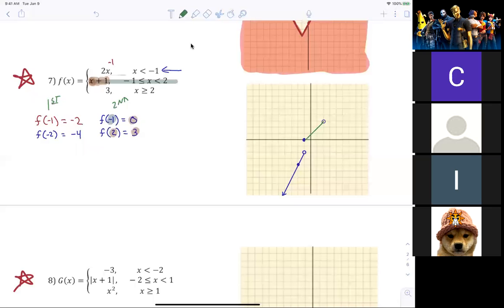All right, so this is the first piece. This is the second piece. And now I'm going to do the third piece. Okay? So f of 2 is equal to 3. It's saying greater than 2, so I'm just going to do 3. That's also 3. Now they're both solid.